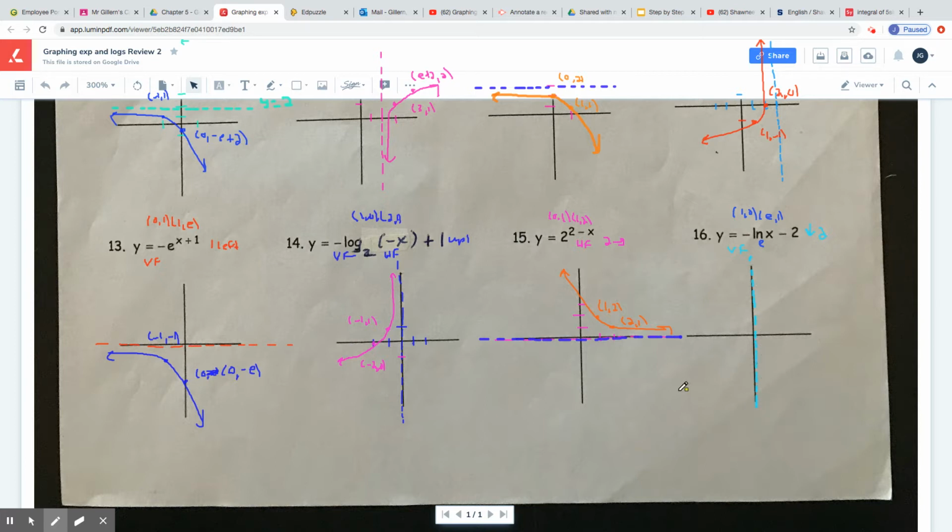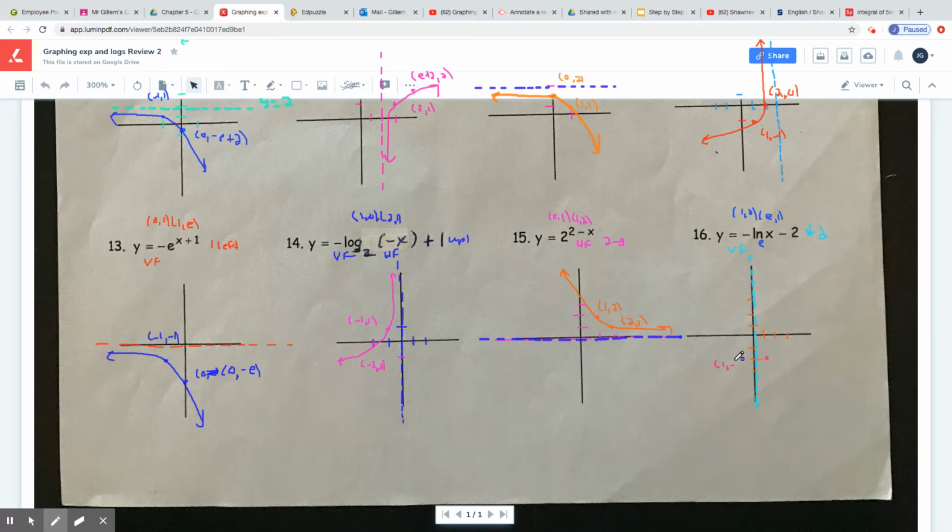Put a few points in here. We start at 1, 0, and e is in there. Now, for this at 1, 0, it's right here. A vertical flip does not move that at all. The only thing I have to move down is 2. So I'm at 1, -2.